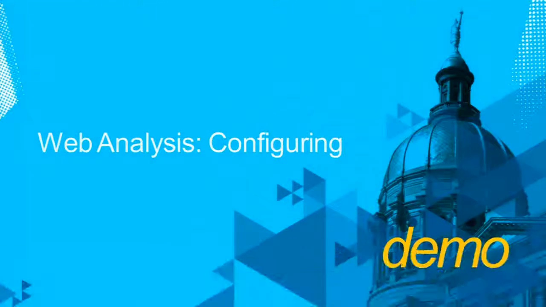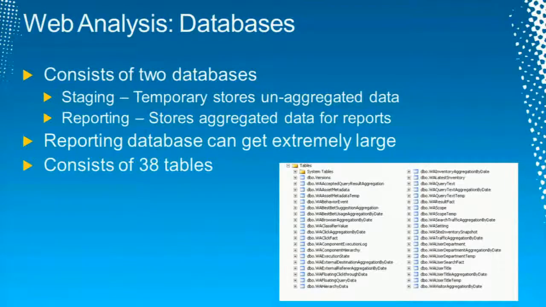I already covered the next slide a little bit, but going back to the databases here, like I said before, it consists of two different databases, the staging and the reporting database. You have to be careful with the reporting database because you're storing 25 months of data, and in a large corporation where you have lots of data coming through the environment, that database can get extremely large. So you want to keep that in mind with the amount of data you want to collect. If you need that 25 months, then you have to make sure that your SQL box can handle a large size like that. And it consists of roughly 38 tables.